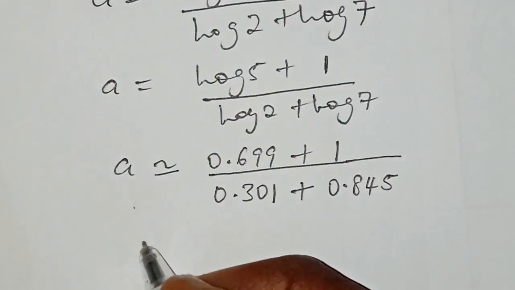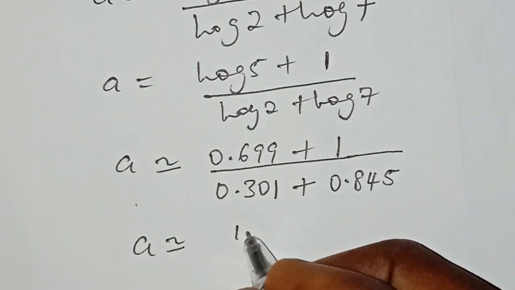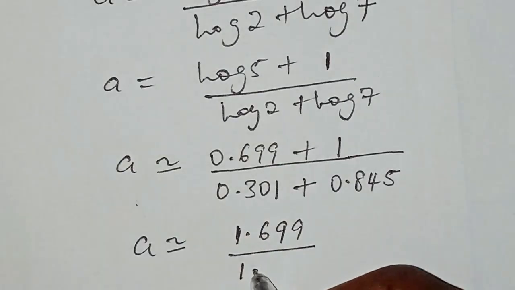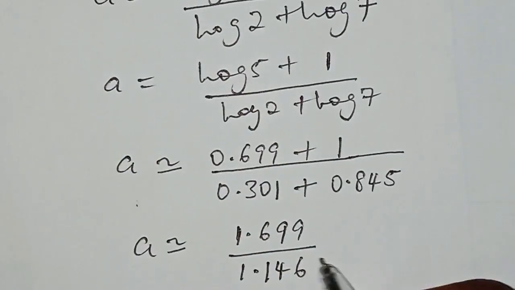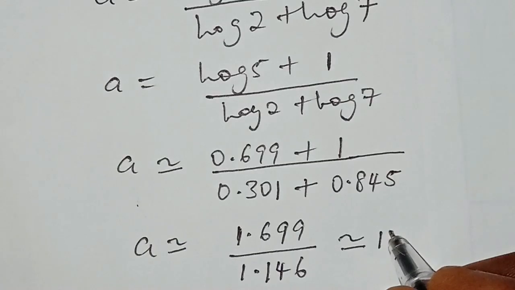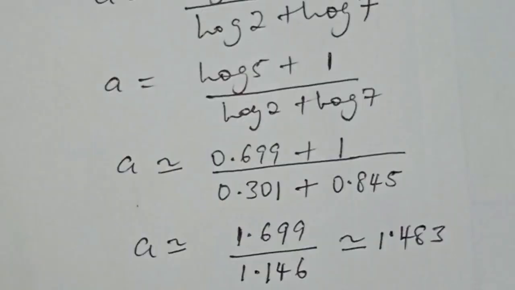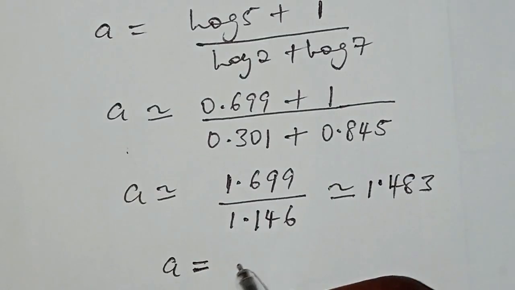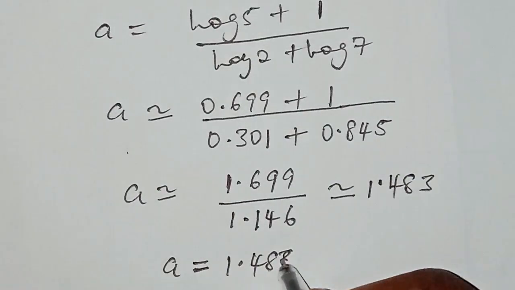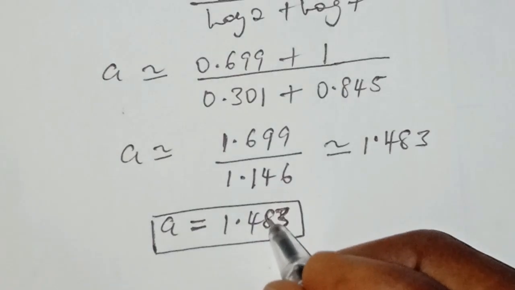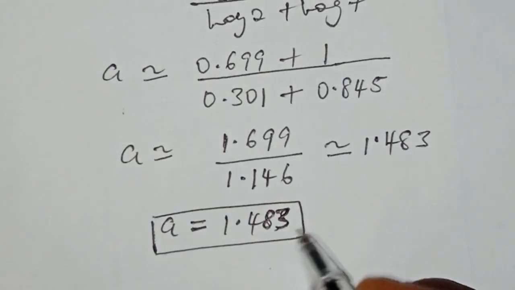If we resolve this, our a approximately will be given as, from the numerator, 1.699 over 1.146, and if we divide the whole of this, that is approximately 1.483, and this will be the value of a. a is equal to 1.483, and this is our value of a, 1.483.